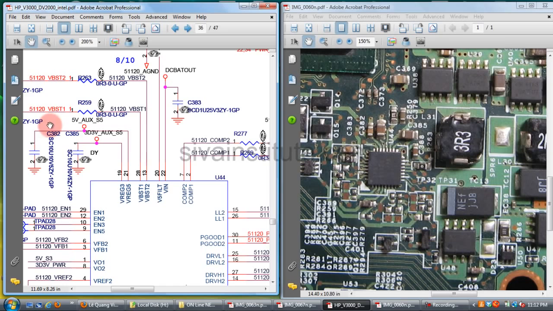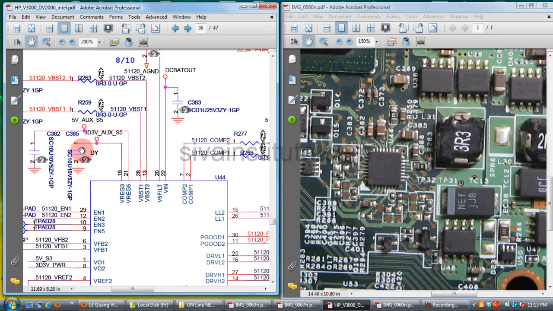You should check the voltage at this point, C382. You should check here whether 5 volts is there or not. If 5 volts is present here, this IC is okay. Next, the 3.3 volts regulator.